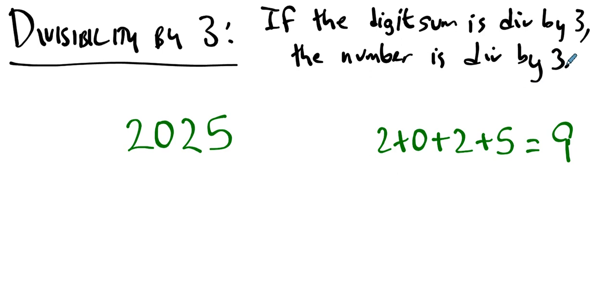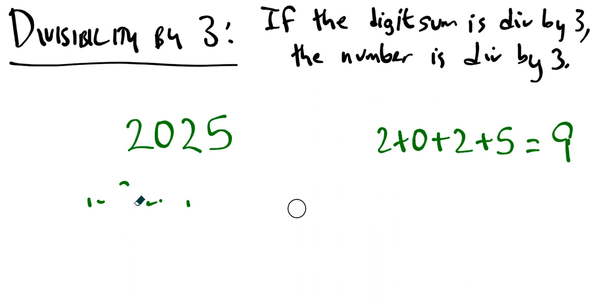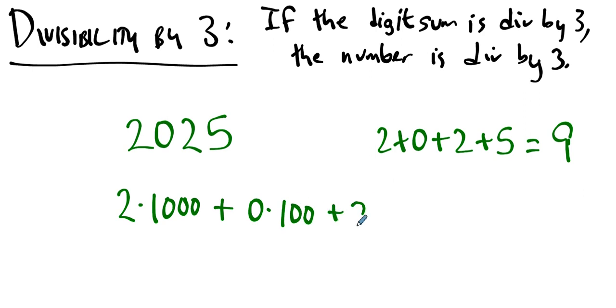Why does this work? Well, let's think about this as a 4-digit number. This is 1,000 times 2, 100 times 0, 10 times 2. I probably should write that the other way. This is 2 times 10 cubed, 0 times 10 squared, 2 times 10, and 5 left over.